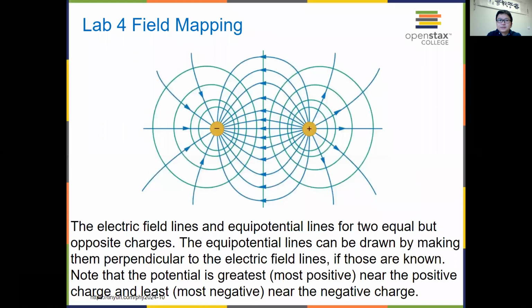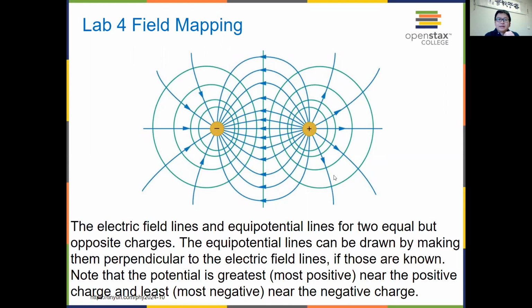So for lab this week, you are going to do field mapping. You'll be mimicking two charges, positive and negative, by connecting the electrodes to the positive and negative terminals of the battery. And then you'll be drawing out the electric field lines. The lines in blue are the electric field lines. You should get something similar to this. The green lines are equipotential lines. In the lab, you are more likely to have maybe just one full circle of green lines, and then the rest will curve out like parabola lines.